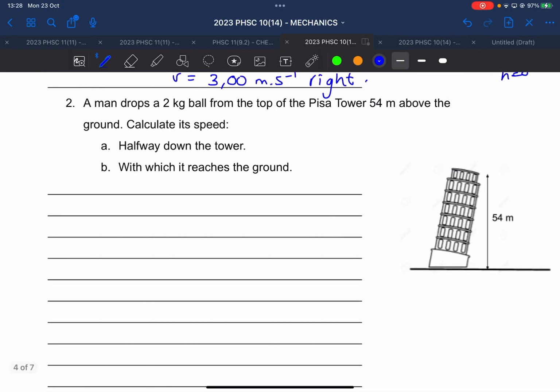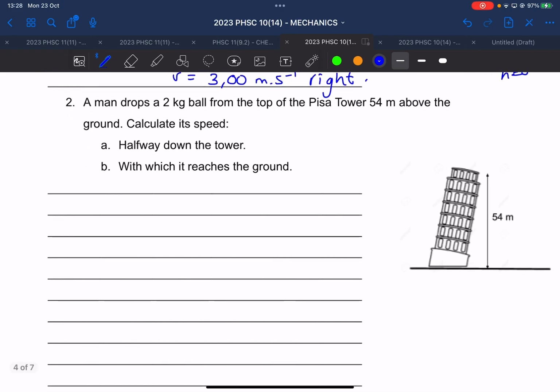Okay, next one. A man drops a 2-kilogram ball from the top of the Pisa Tower. Do you know the Pisa Tower? Not Pizza. Yes, the Leaning Tower of Pisa. So they just built it skew. That is 54 meters above the ground. Calculate its speed halfway down the tower.